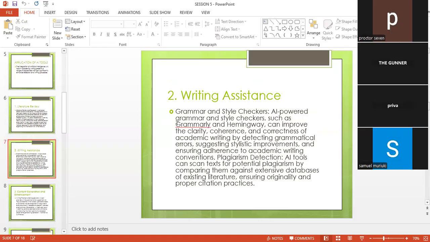And then writing assistance. When it comes to grammar and style checkers, AI-powered tools such as Grammarly and Hemingway can help in clarity, coherence, and also in editing your work. And it can also assist in plagiarism detection. AI tools can scan the text and discover whether you have stolen people's ideas. There's one called the Turnitin application. Turnitin is able to detect whether you have stolen somebody's ideas or not. And that is also part of AI.